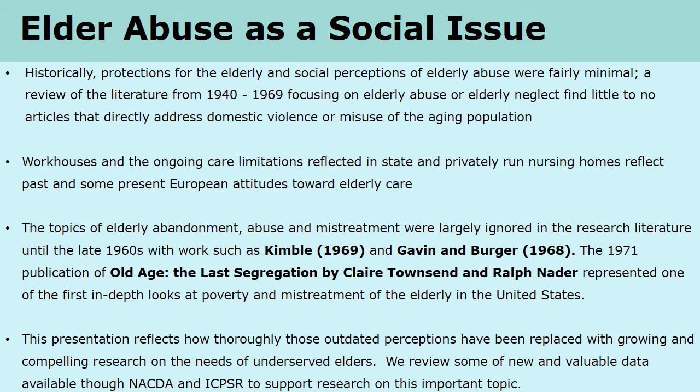The 1971 publication of Old Age, The Last Segregation by Claire Townsend and Ralph Nader represented one of the first in-depth looks at poverty and mistreatment of the elderly in the United States. This presentation reflects how thoroughly those outdated perceptions have been replaced with growing and compelling research on the needs of underserved elders. We review some of the new and valuable data available through NACDA and ICPSR to support research on this important topic.